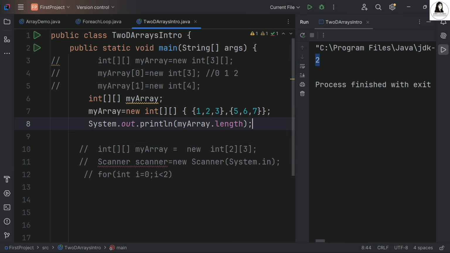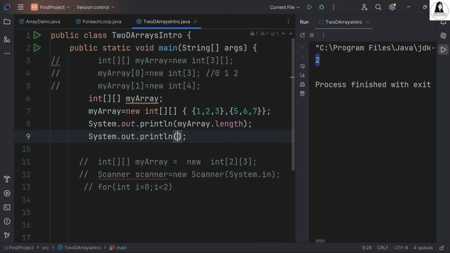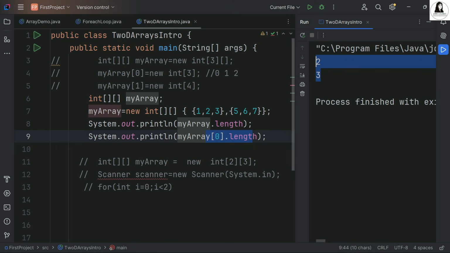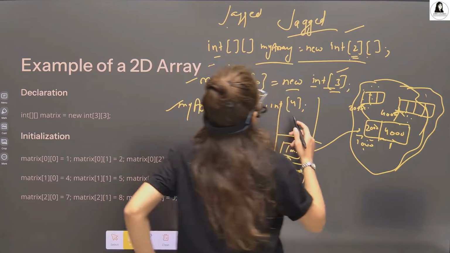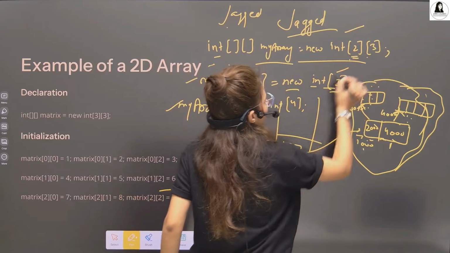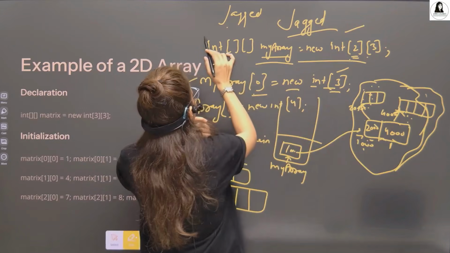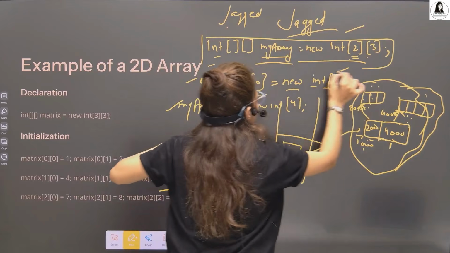But if you print myArray[0].length, what will it give you? Let's run this. It should give you 3. Why 2 and 3? Let me show you. See, if this is the case, 2 and 3 I'm having on my array. I'm not having this thing, only this thing I have.